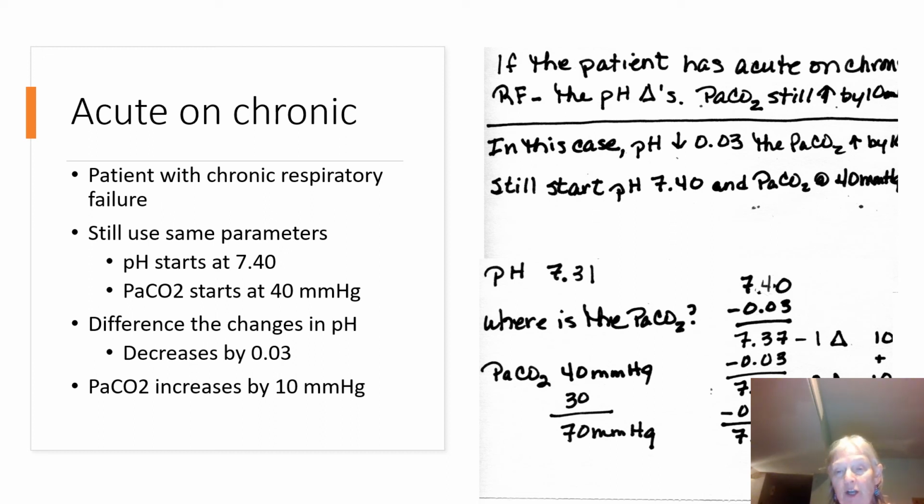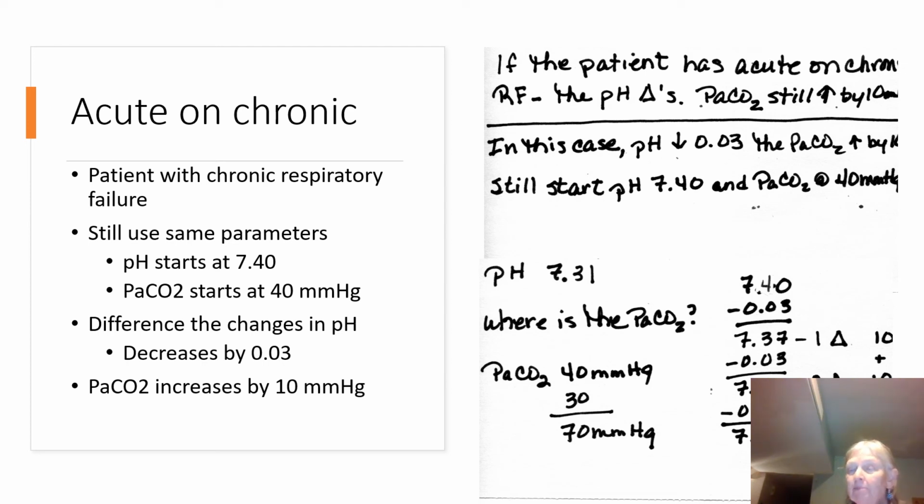We have two changes. We do a third one and we're now again at 0.03. We've hit the pH of 7.31. That's our three changes. Three changes, our CO2's gone up by 30 again. So in this case, we're going to see the CO2, rather, at 70 millimeters of mercury. Okay.